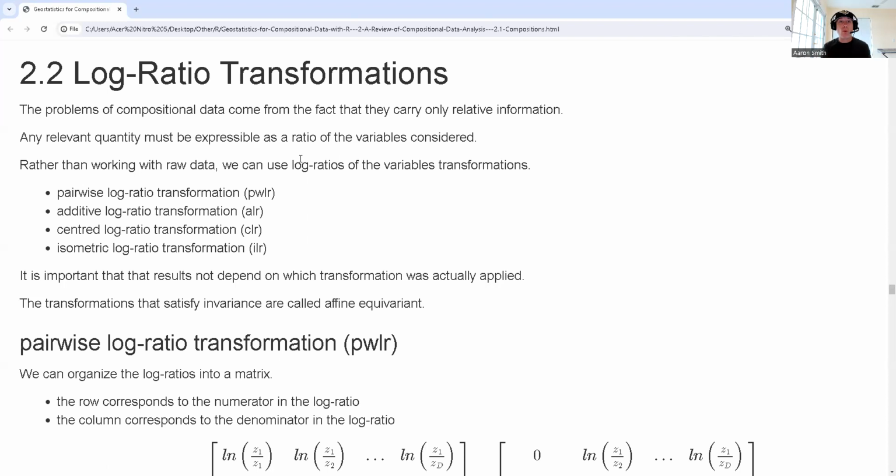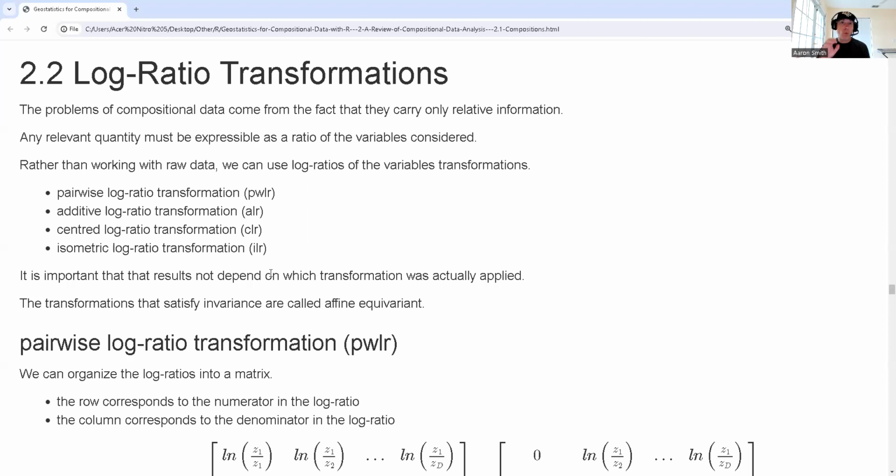All right, so rather than working with raw data, we can use log ratios of our variables after a transformation. The ones that we're going to talk about here: first is the pairwise log ratio transformation, then the additive log ratio transformation, the centered log ratio transformation, and the isometric log ratio transformation is going to be the last one we talk about. Now, when I'm using the compositions package, here are the names of the functions right here. And it's very aptly named.